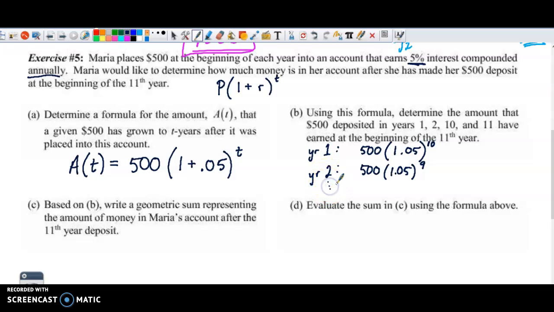This is how the answer key looks, by the way. Whereas the year 10, I guess I should start at year 0. I don't know if that makes a difference for you. But the way this problem is written, they actually wanted another payment at the beginning of the 11th year. That's why we have year 11 as well, where she's just putting $500 into the account.